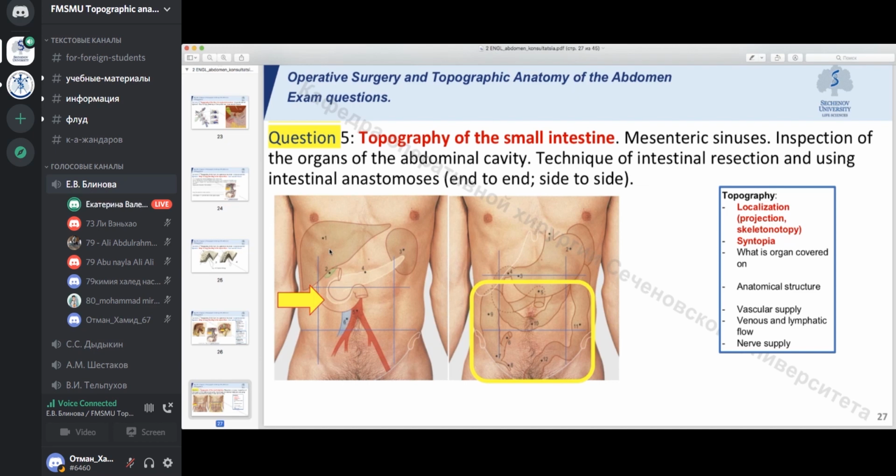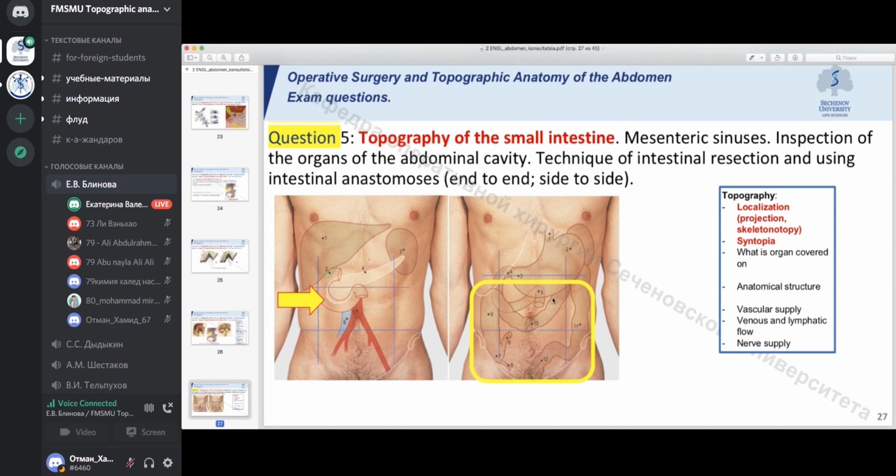The duodenum transforms to the jejunum. And the duodenojejunal flexure is attached to the second lumbar vertebra by the suspensory ligament of the duodenum, or retractor ligament. The next parts are the jejunum and after that the ileum. The length of the jejunum and ileum is 6 or 7 meters. The length of the duodenum is only 24 centimeters.